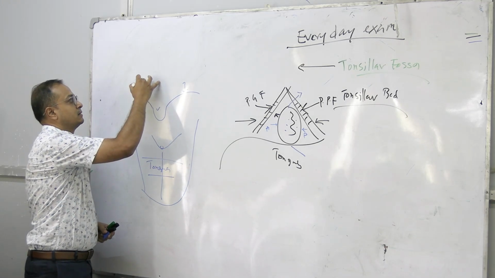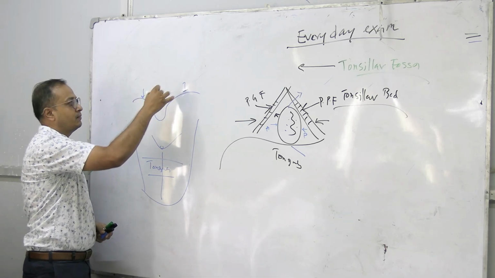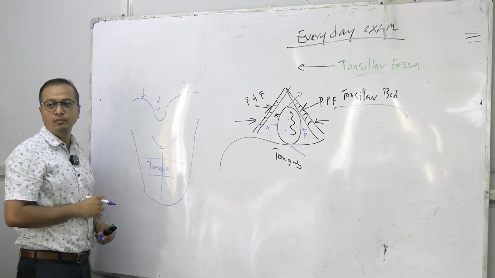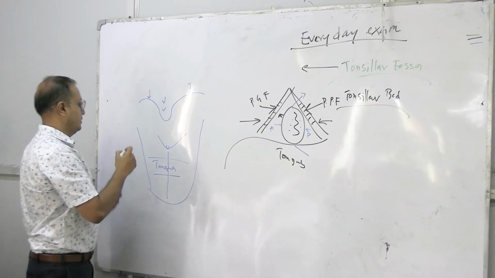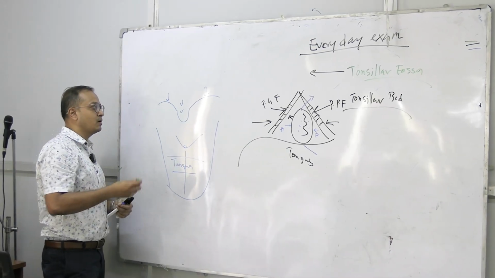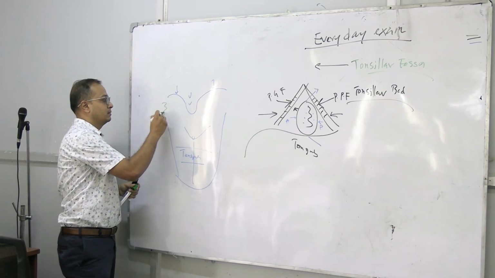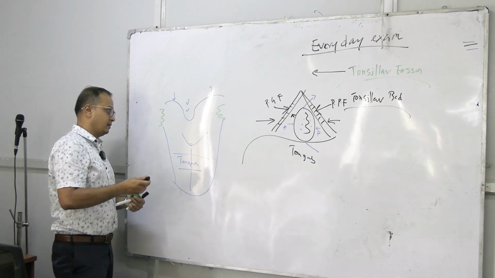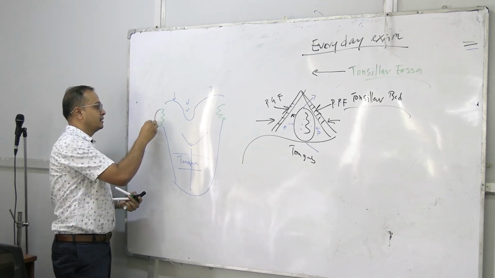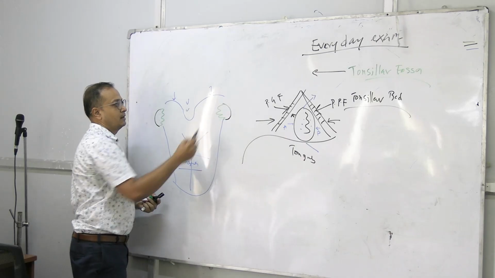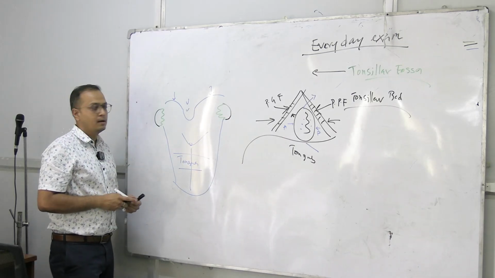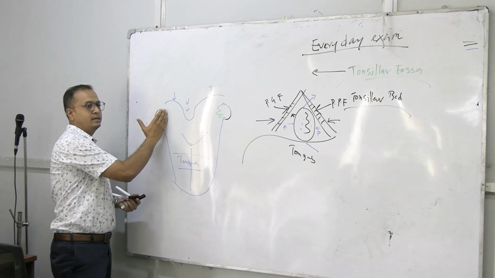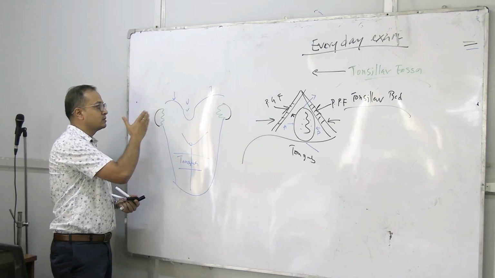This is the palate or palatal arch, right and left palatal arch, and this is the midline uvula, right? On the side of it we find the placement of the tonsil, right and left. Now this particular surface we call the medial surface which is facing the oral cavity. This one is the lateral one.